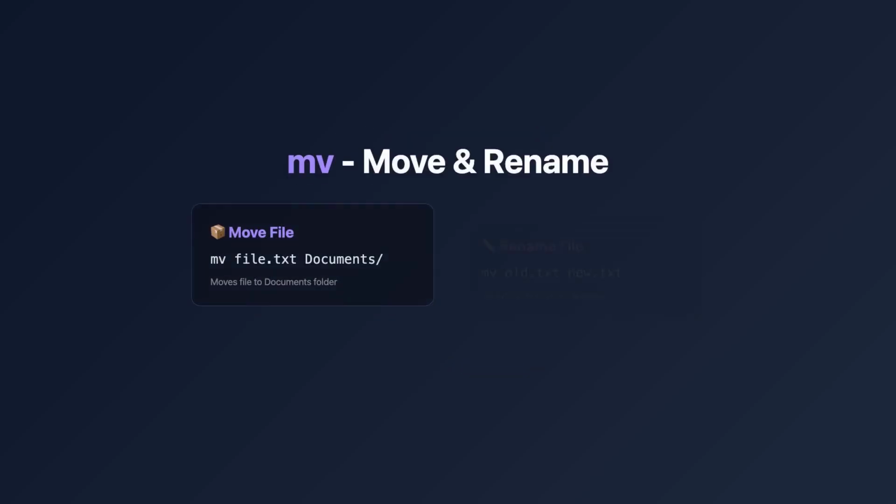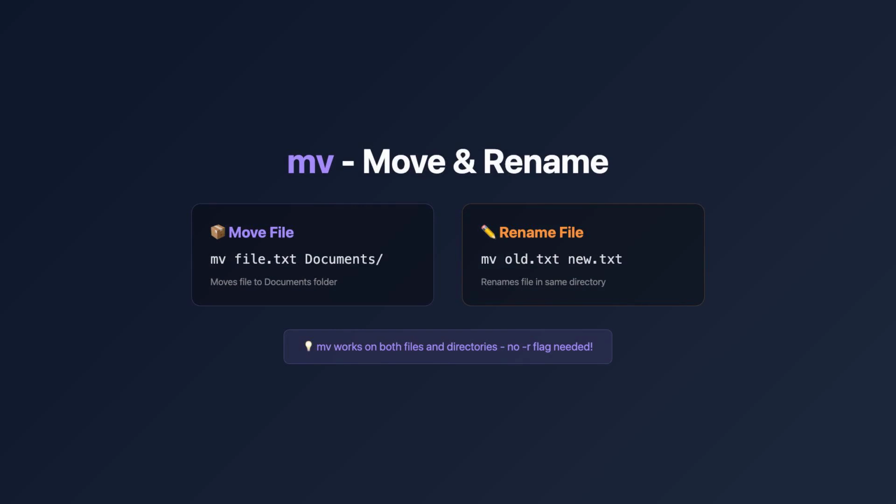mv does two things: move and rename. To rename a file, use mv old name, new name. To move a file, specify a directory as the destination. Unlike cp, mv works on directories without any extra flags. You can even rename while moving in one command. mv old.txt folder/new.txt. mv is very versatile.